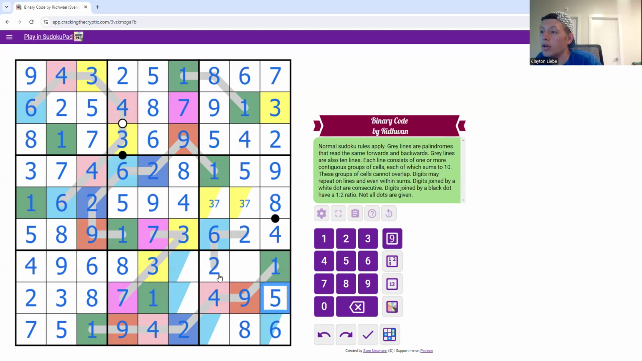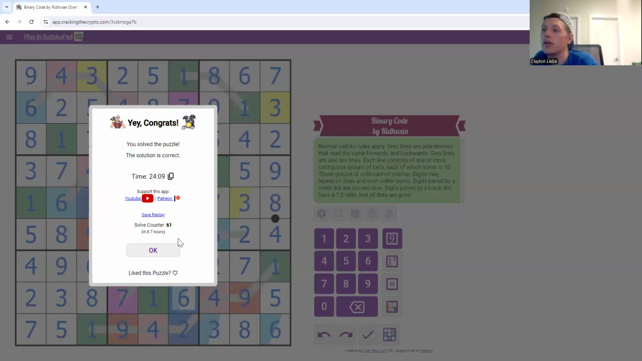It is 1, 2. We need 3s and 7s. So this sees that 7s. This is 3. This is 7. This is 3. This is 7. And finally, we need a 5 and a 6, and we're going to get that in this order. Great puzzle. You solved the puzzle. The solution is correct. 61 people solved in 8.7 hours, 24 minutes, and 9 seconds.